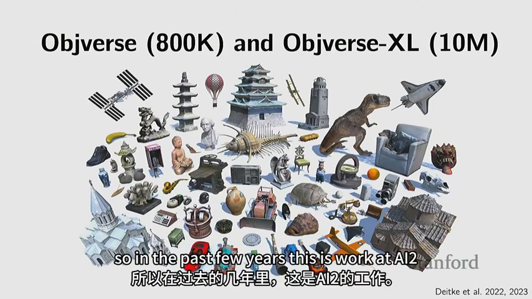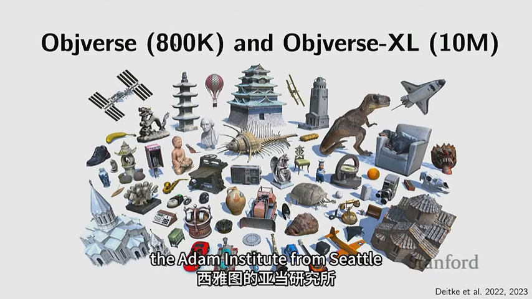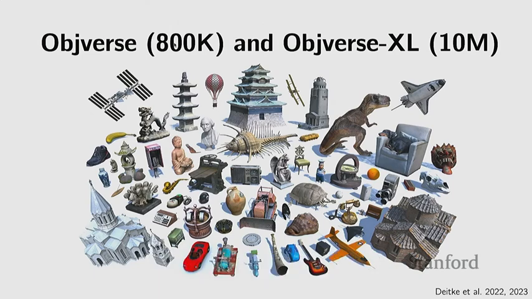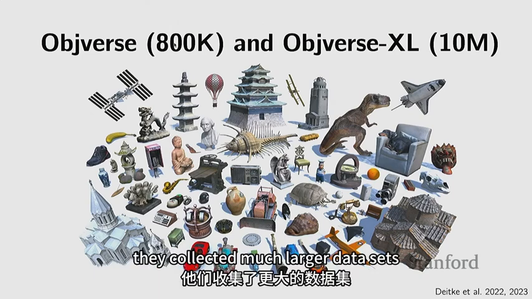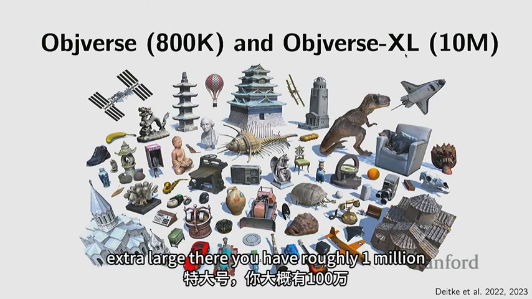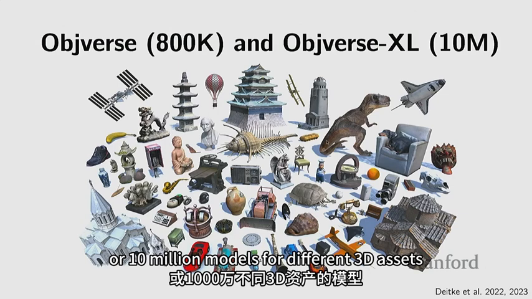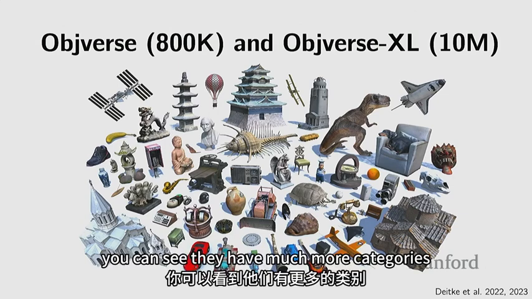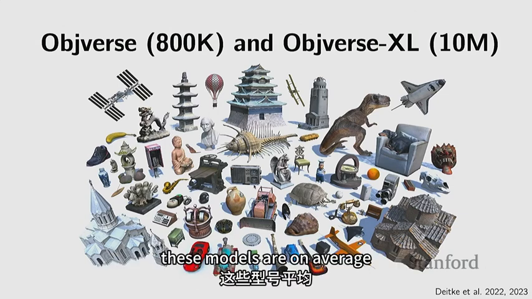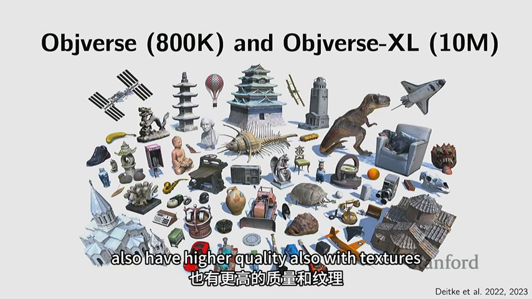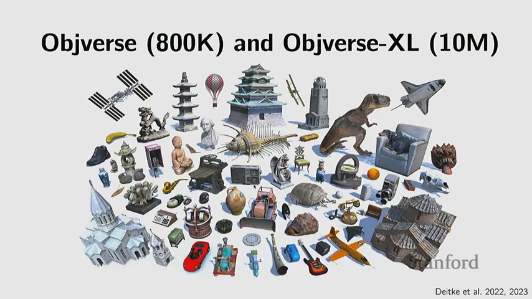So in the past few years, there is work at AI2, the Allen Institute in Seattle, where they collected much larger datasets called Objaverse and Objaverse-XL, with roughly 1 million or 10 million models of different 3D assets. You can see they have many more categories. And these models on average also have higher quality, with textures.